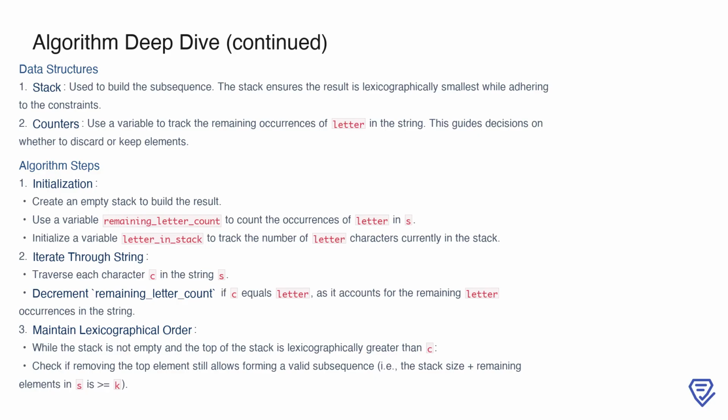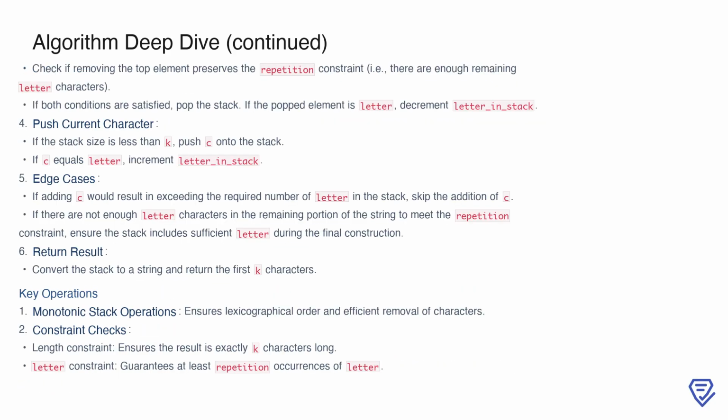To maintain lexicographical order, whenever the top element of the stack is greater than the current character, we check if removing the top element would still allow us to construct a valid subsequence. Specifically, when considering removing the top element of the stack, we check two conditions. First, we ensure that removing it won't prevent us from building a subsequence of length k, which means the stack size plus the remaining characters in the string must still be at least k.